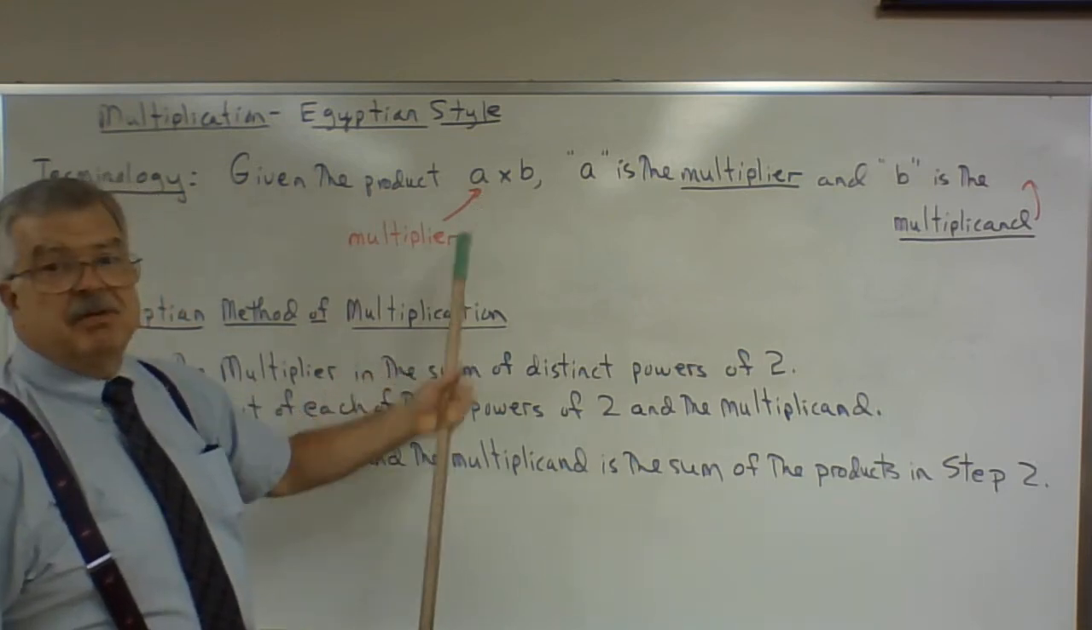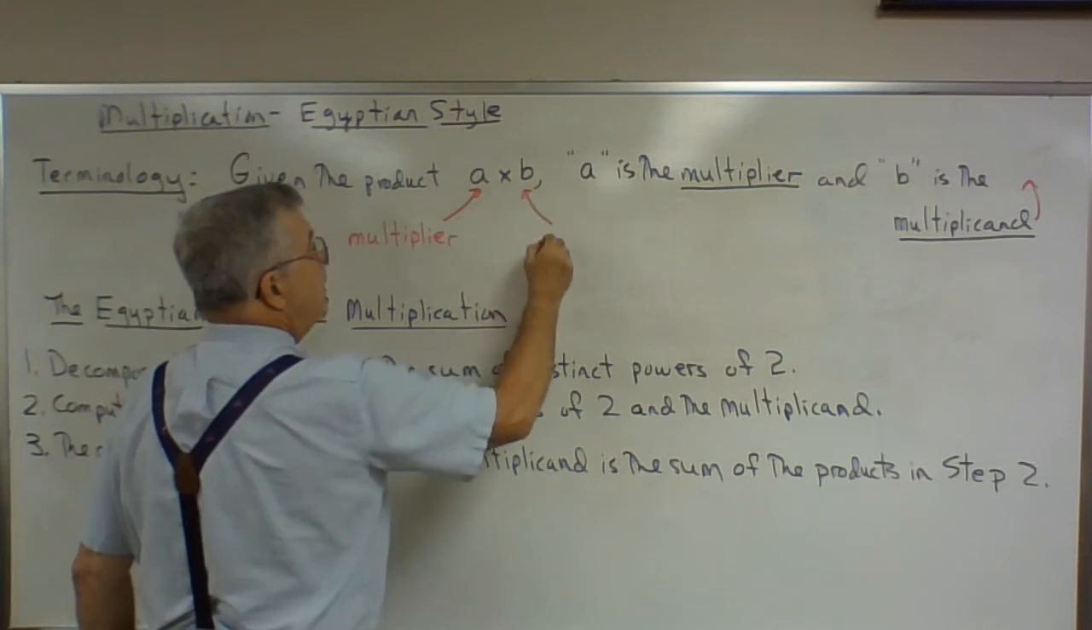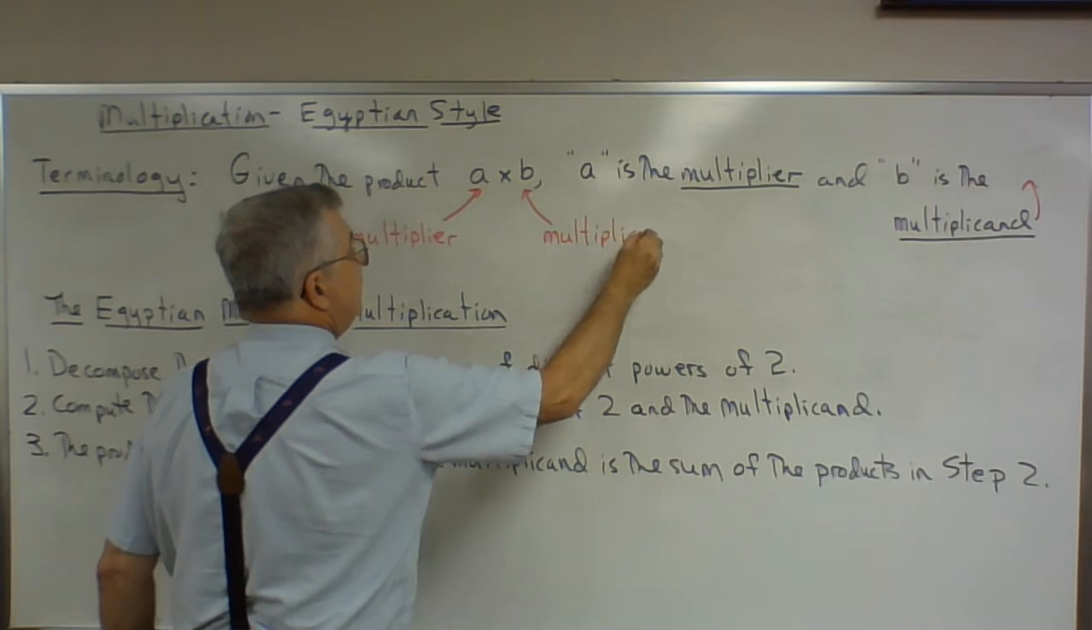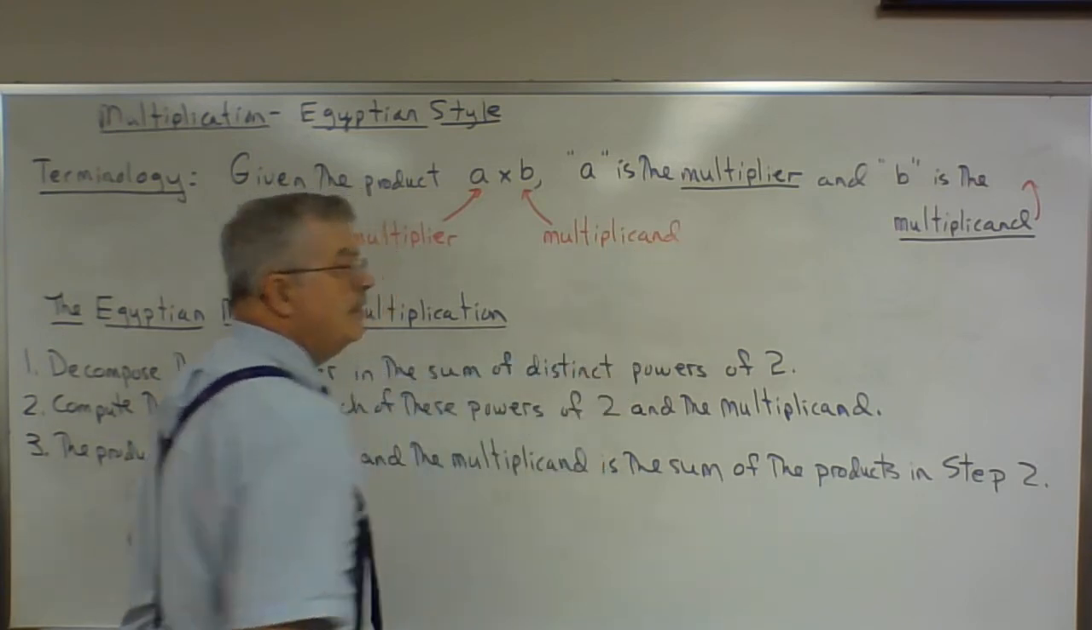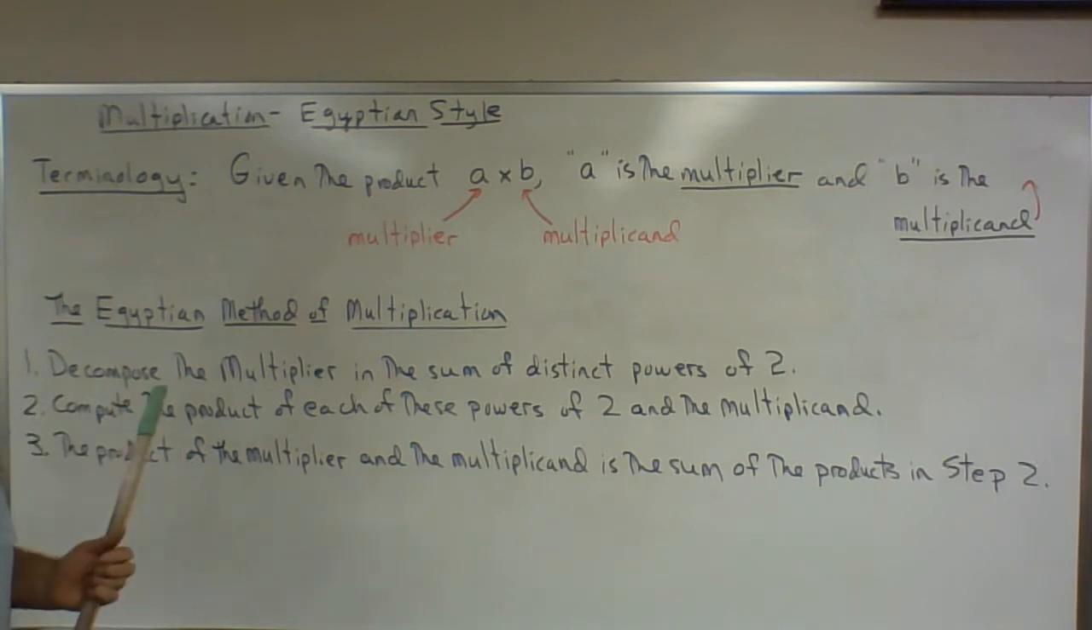Here's A, the multiplier, and here's B, the multiplicand. The Egyptian method of multiplication. Here's the outline, 3 steps.